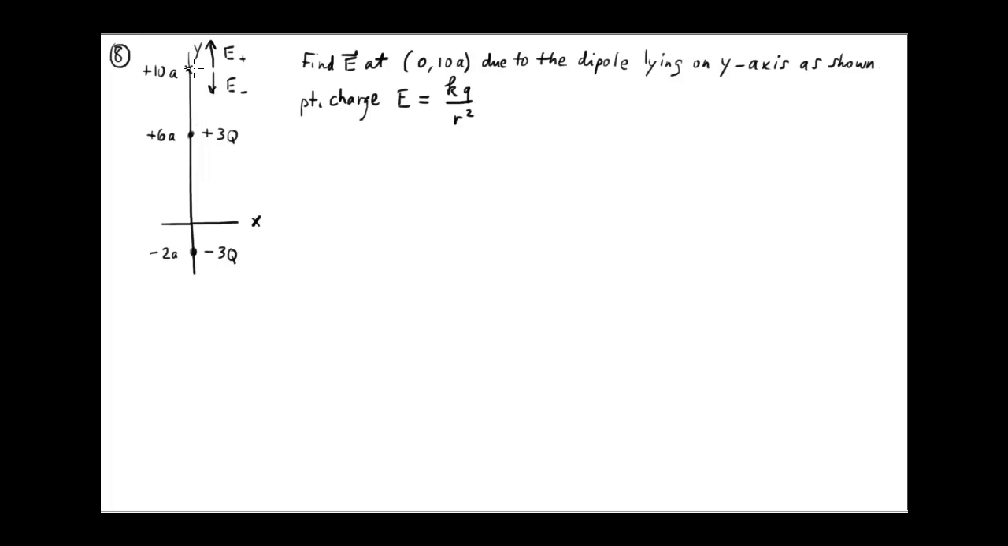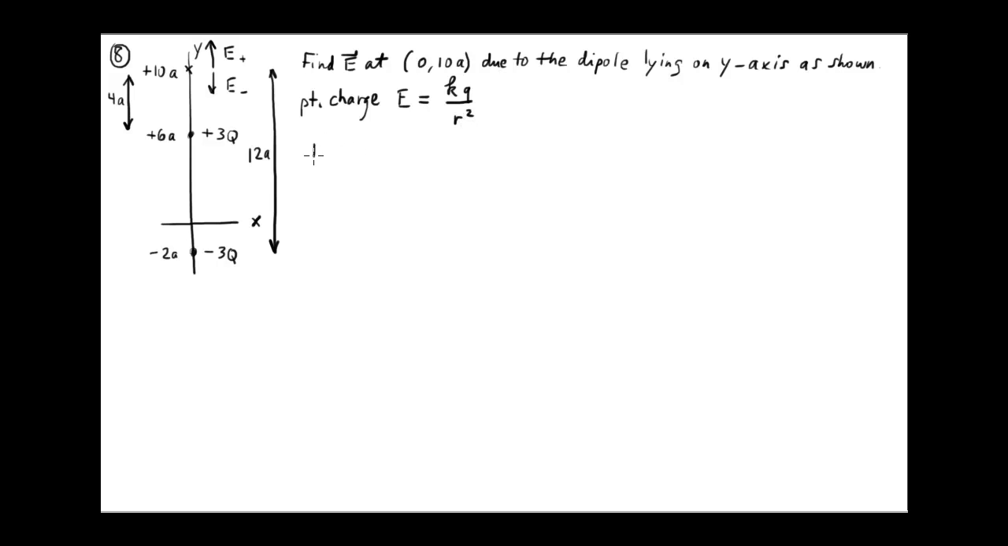So the point that we're interested in is up here at 10a. Well, one distance that we have to figure out is the distance between it and the positive point charge, and that's easy to see that that's just 4a. And then we also need the distance between that point and the point charge that lies below the x-axis. And it's pretty obvious to see that 10a minus a negative 2a is equal to a plus 12a.